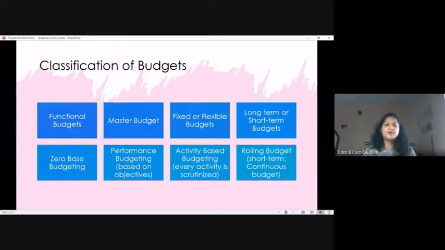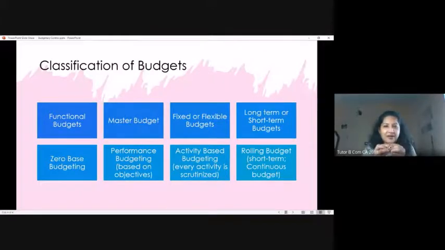The next one is a little more micro in perspective. Performance budgeting, we talk about based on objectives, so it's macro. In order to achieve these objectives, every single activity of the firm should be evaluated and there should be a plan of action for it. When we plan like that, that will be called activity-based budgeting.